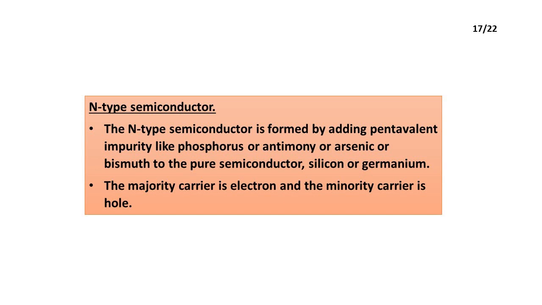N-type semiconductor. The N-type semiconductor is formed by adding a pentavalent impurity like phosphorus, antimony, arsenic or bismuth to the pure semiconductor silicon or germanium. The majority carrier is electron and the minority carrier is hole.